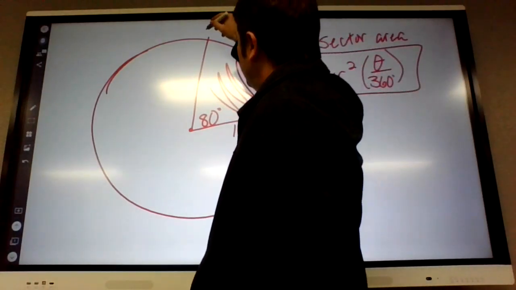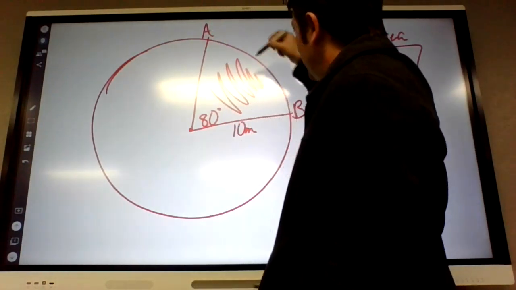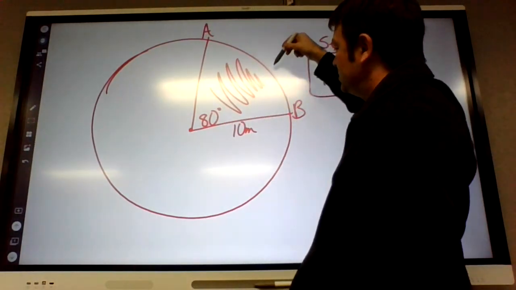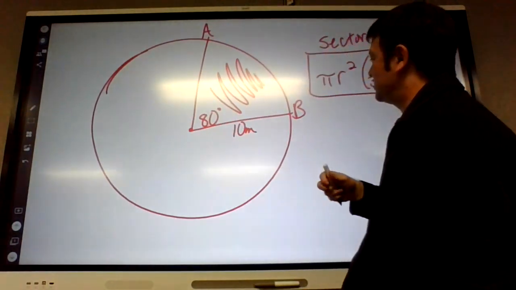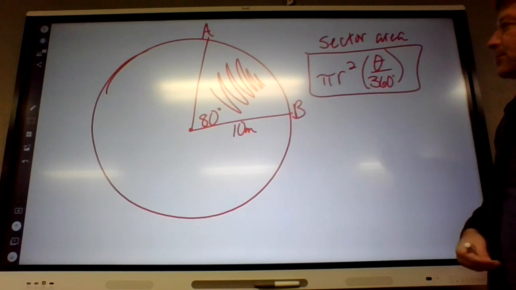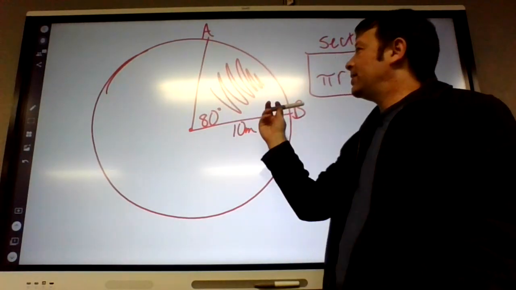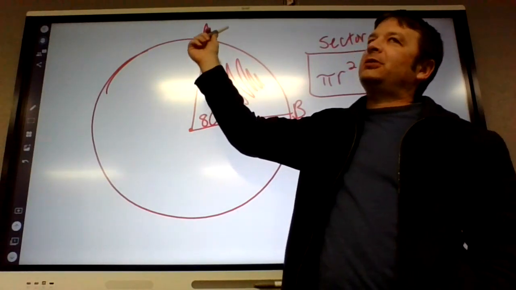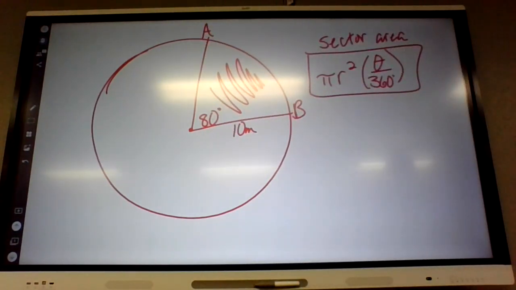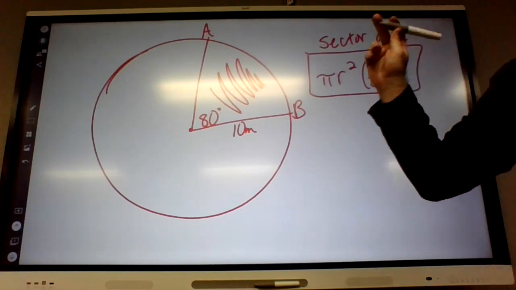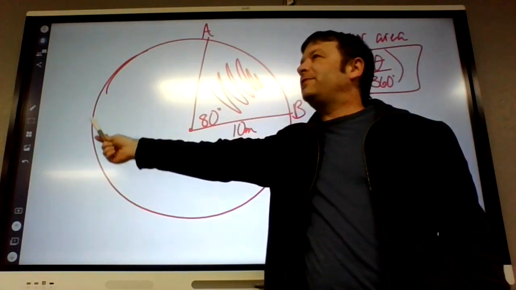Okay, you guys know what an arc is? An arc is a piece of the circle. The circle is just this outline, but the arc is the part of the crust, you could say, of the pie. So an arc has a length from there to there. How would we find the arc length? An arc length is a fraction of what?